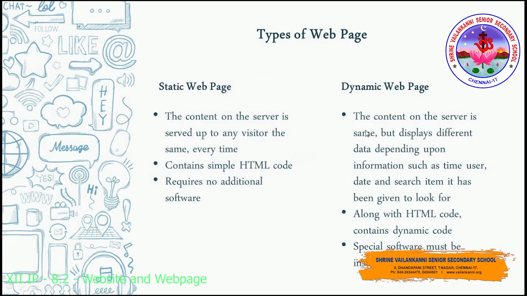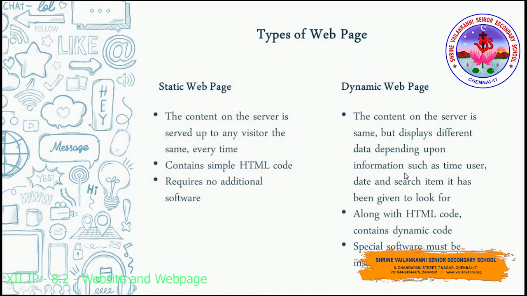But in the dynamic web page, the content on the server is the same but it displays different data depending upon the information. So it displays information according to the user. For example, weather reports. If you look at the weather report from our location, you will get different information. If you move to another location, you will get different information. So the content is the same but depends upon your location, it gives different data. In commercial websites, each time you log in, you will get different information, depending upon your preference.